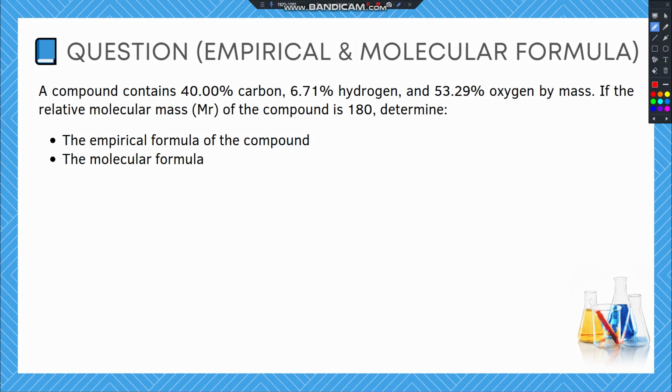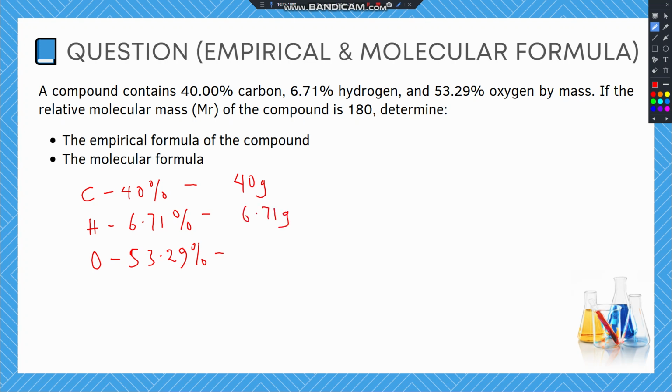So for the first one, we have carbon. Carbon is 40%. We have hydrogen, 6.71%. And we have oxygen, which is 53.29%. So the first rule says assume 100 grams of this compound. So we take away these percentages and turn them into grams. So we have for carbon 40 grams, we have for hydrogen 6.71 grams, and we have for oxygen 53.29 grams.